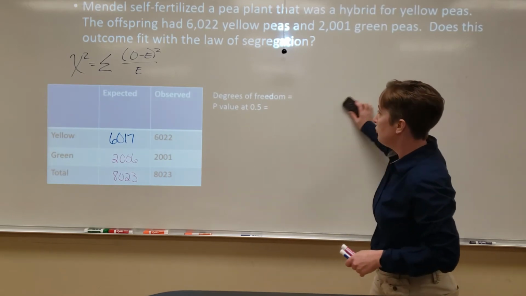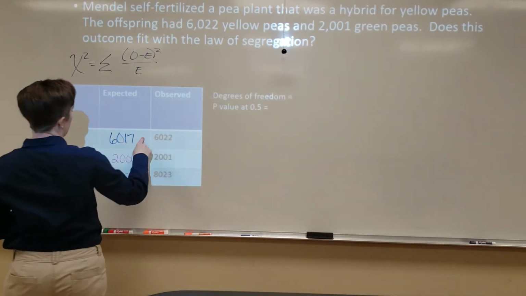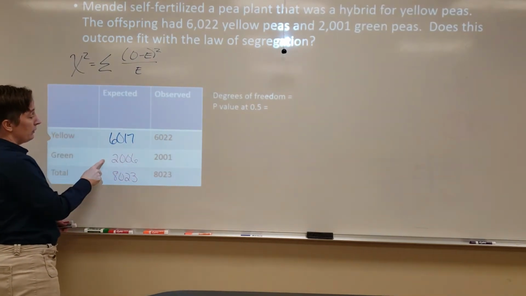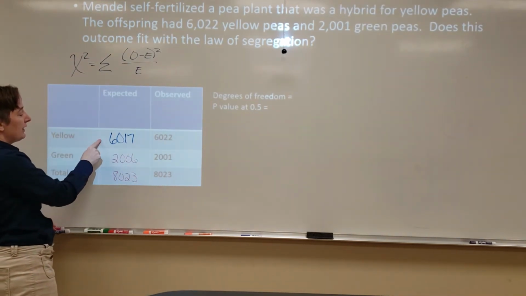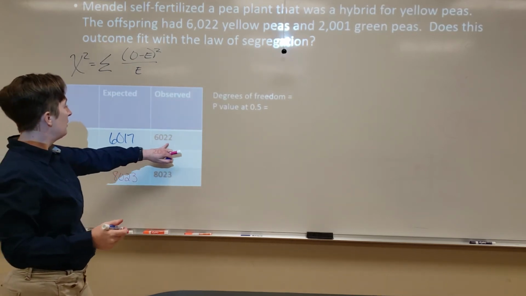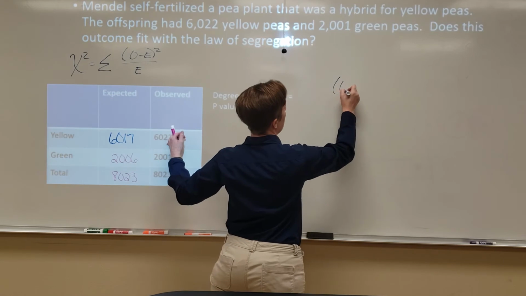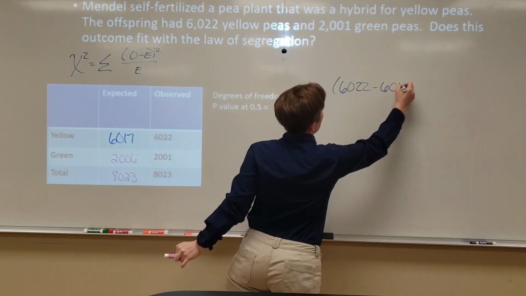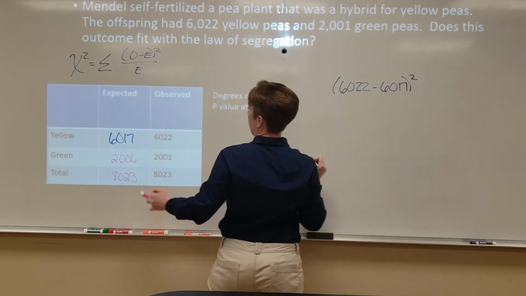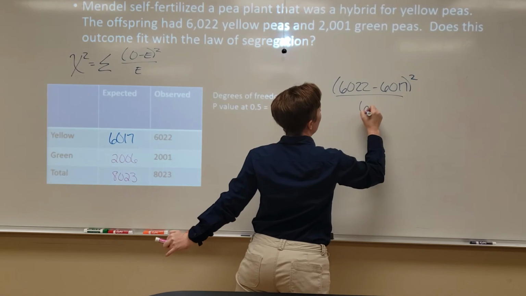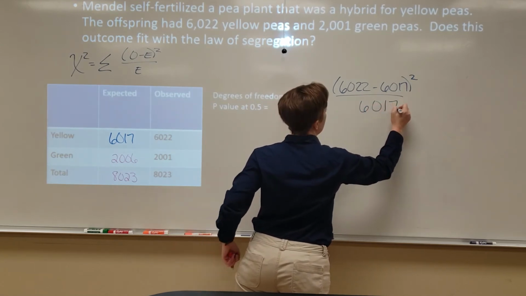Okay, you have to do the sum of these for each one of the expected outcomes, which we have two expected outcomes. We expect some yellow ones and we expect some green ones. Let's go ahead and do the yellow ones first. And so we have the observed value of 6,022 minus the expected value of 6,017. We're going to square that. And then we're going to put that over our expected value, which is 6,017.